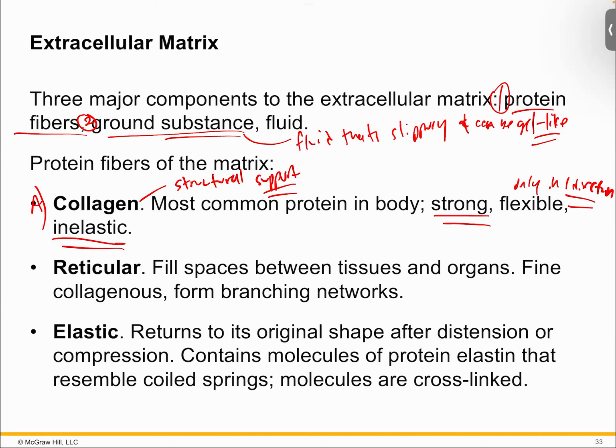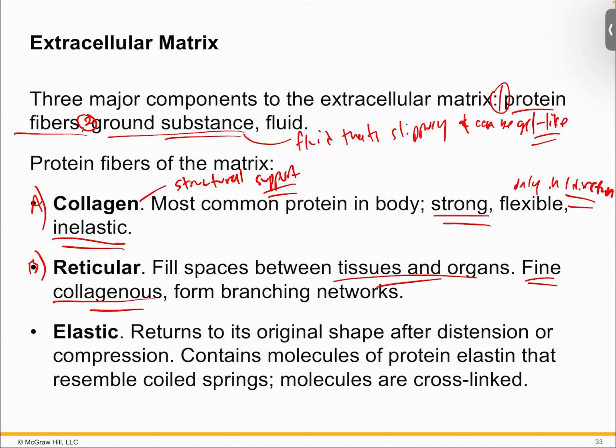Now, reticular is a little bit different. It'll have collagen in it, but it's a much finer consistency of collagen. Notice we don't say it's collagen, it's collagenous. So it's similar to collagen, but not exactly like what we just saw in the first one, right? It's very fine. But basically what this does is it fills spaces in tissues and organs.